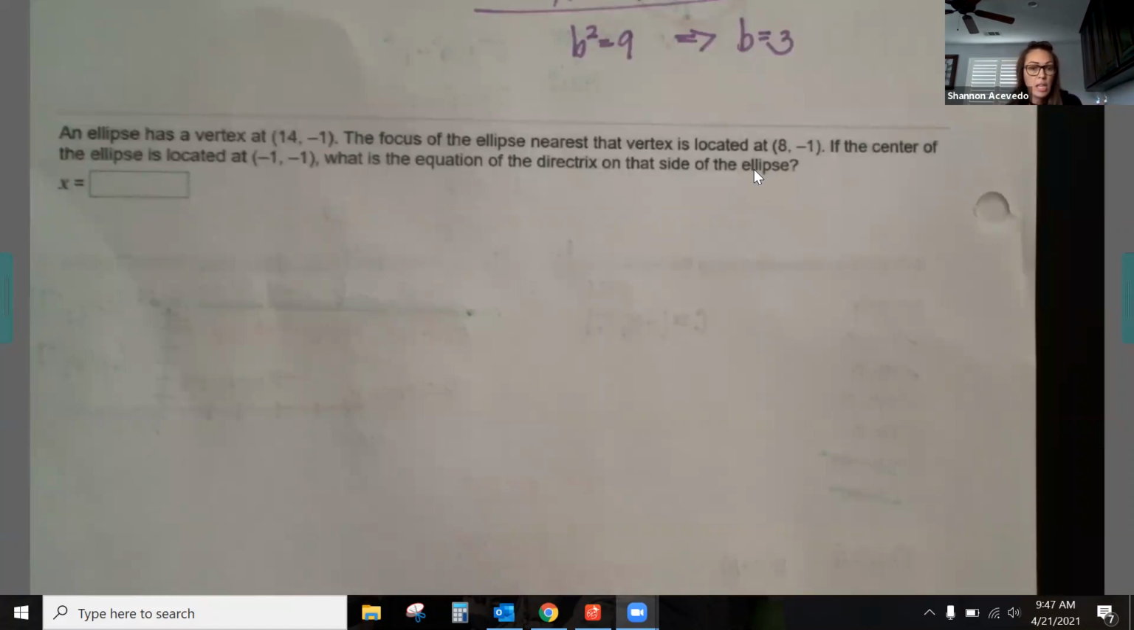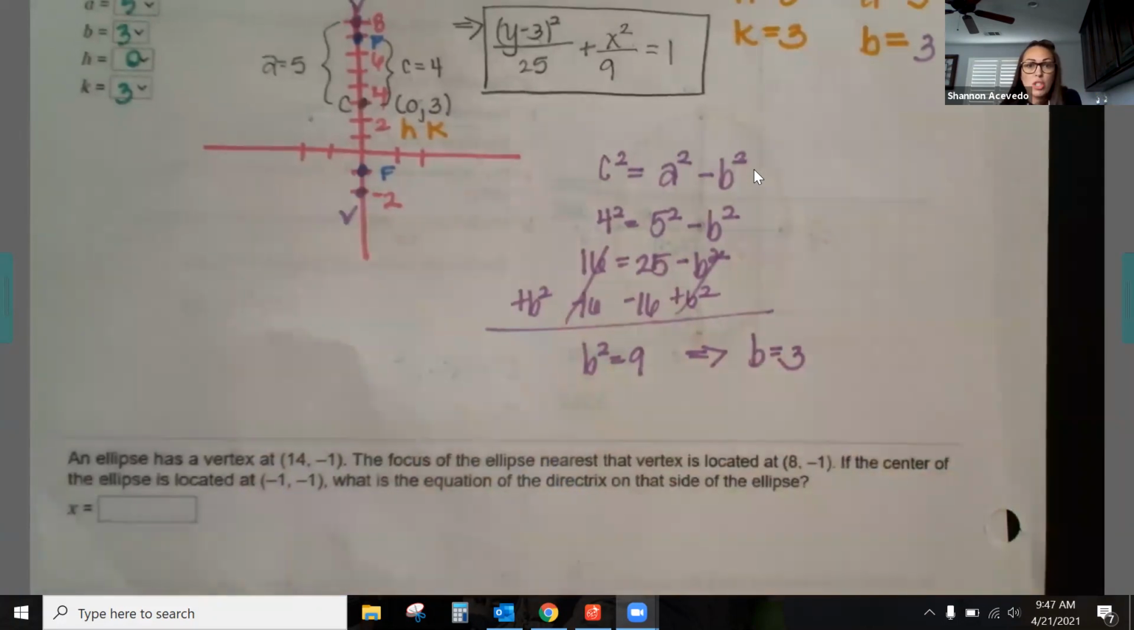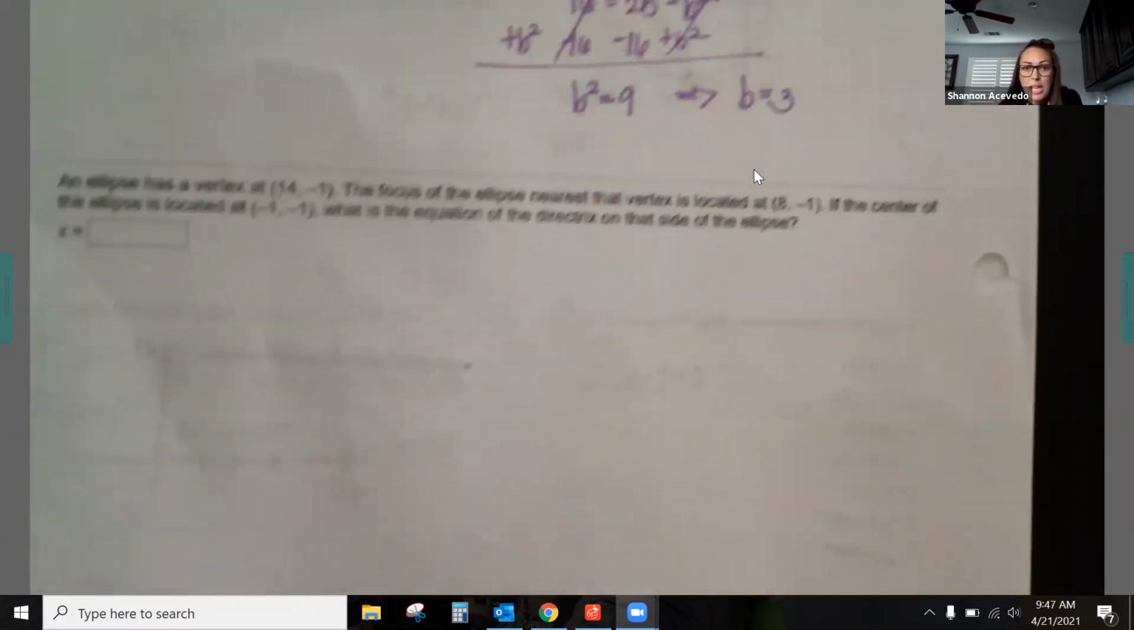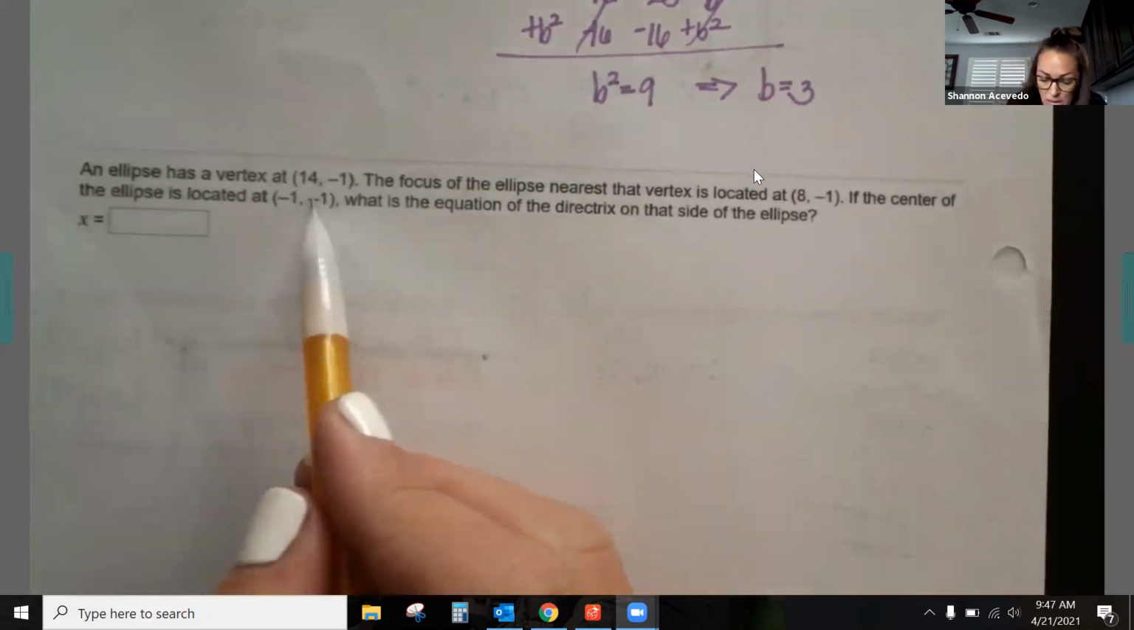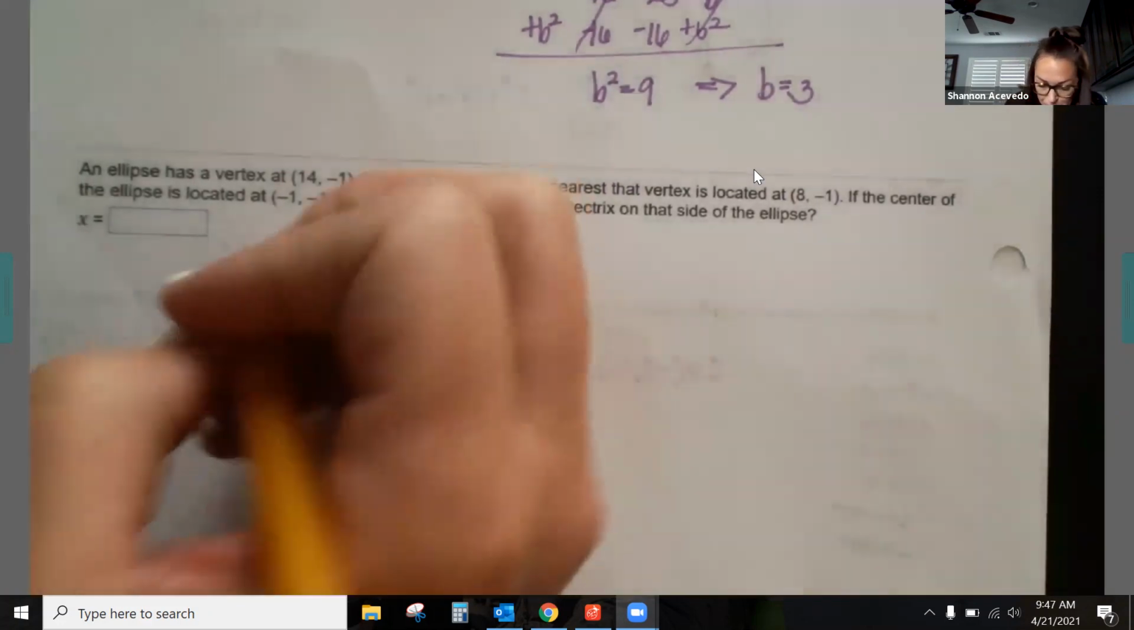So again, I highly encourage you guys to just sketch. Do you notice how I'm not drawing full graphs? I'm just kind of putting the information down so I can see, well, what do I have? What's my picture looking like? Okay, so I have a vertex at (14, -1).